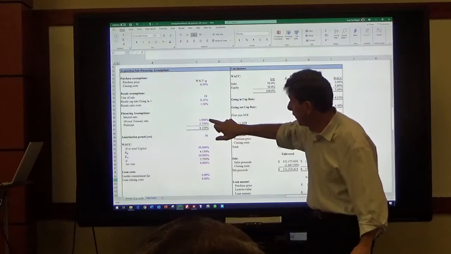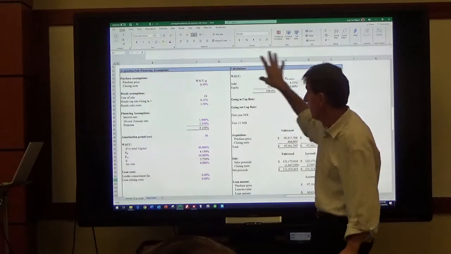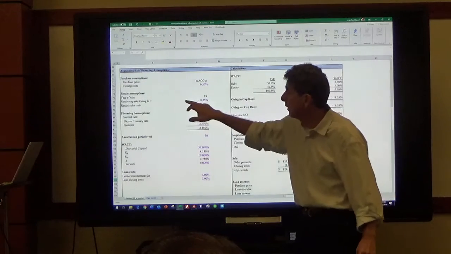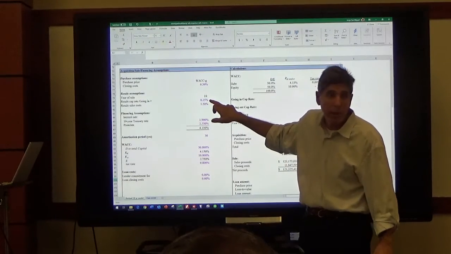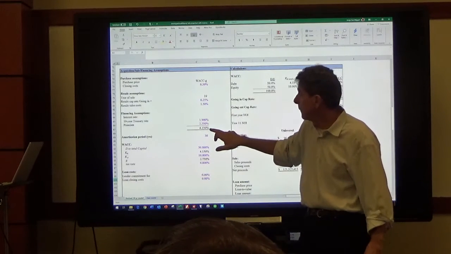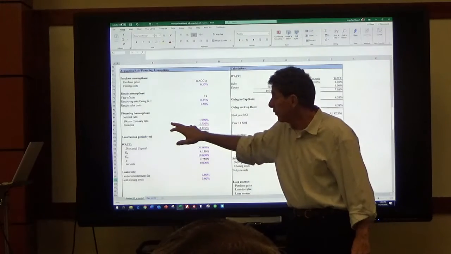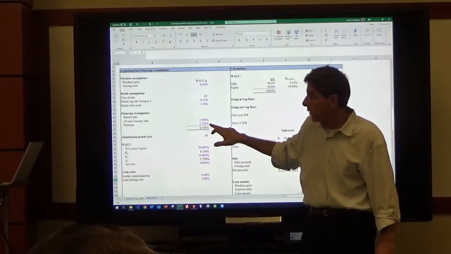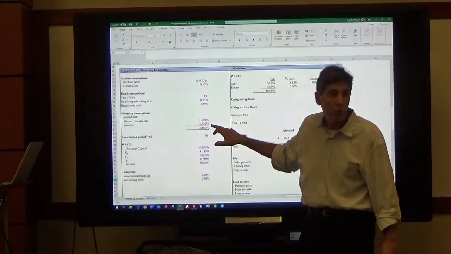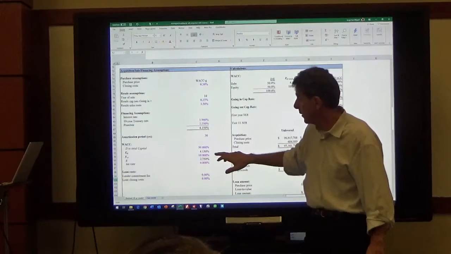You can just set this up. All these things that are highlighted are variables that you can go ahead and change to affect the rest of the spreadsheet. Cap rate going out, 25 basis points above the cap rate going in. Your financing assumptions, your marginal cost of debt, 190 plus 225 basis points. So today it's 4.15.